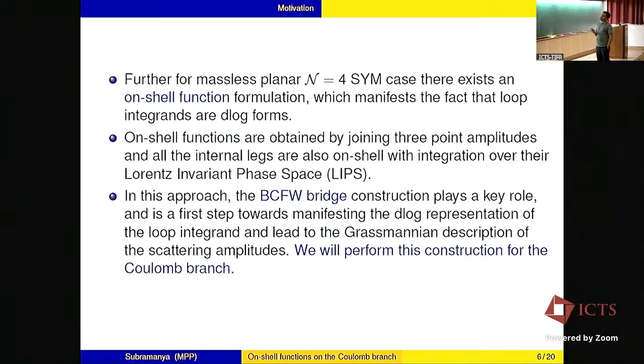And as you heard from Shruti, for massless N=4 super Yang-Mills, there exists an on-shell function formulation, which manifests the fact that loop integrands are dlog forms, and it encodes the BCFW recursability of the amplitude. And you heard how it is obtained by gluing 3-point amplitudes, and all the internal legs are on-shell now. And you integrate over the Lorentz invariant phase space of each internal leg. And this naturally gives rise to BCFW recursability of the amplitudes by a construction known as the BCFW bridge. And we will perform this construction for the Coulomb branch.